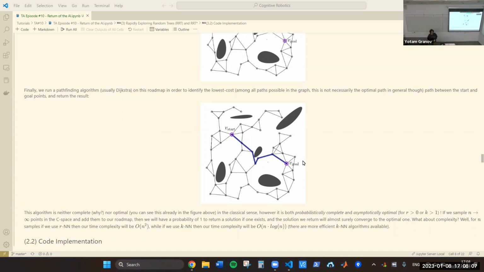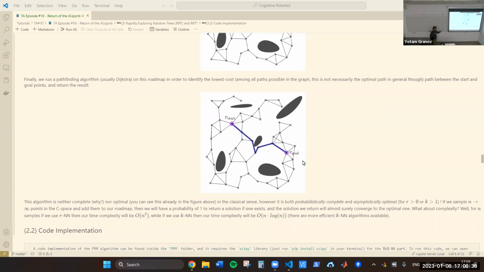Is it complete? In the classical sense, do you guys think that it's complete? You're shaking your head. Why? Because if you sample points that are too far for your radius, you might never find a way to connect them to the end goal. Yeah, that's a great point. If you choose your R incorrectly or you choose your K incorrectly, you might end up just not connecting enough edges, and your graph will be incomplete and have no solutions.